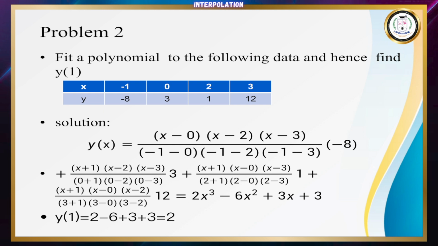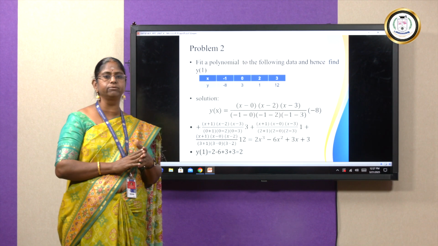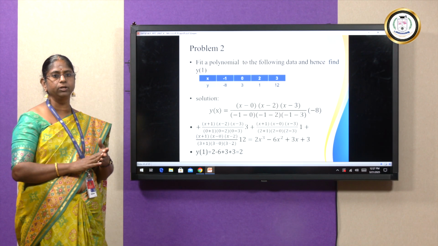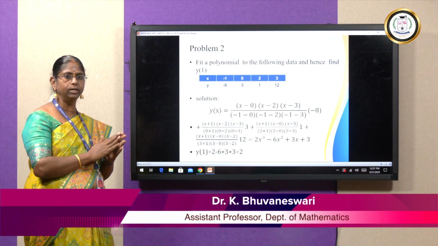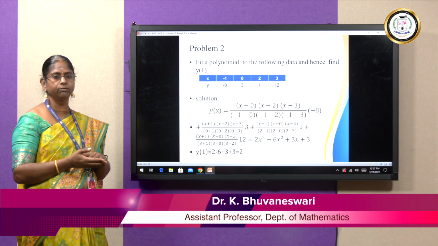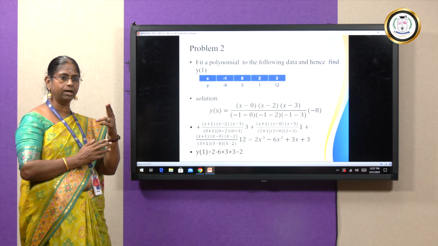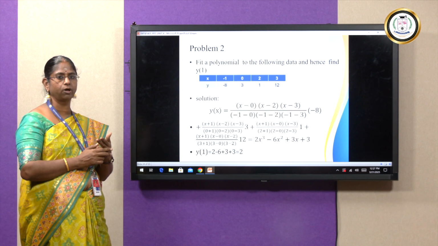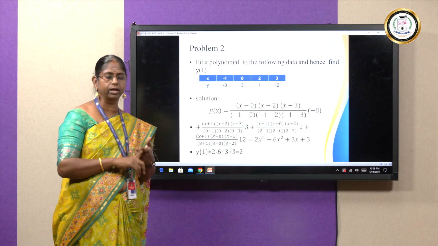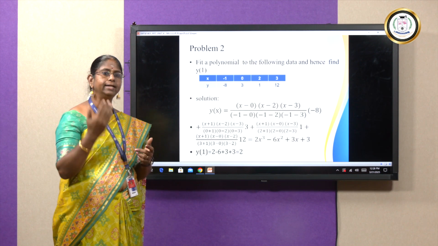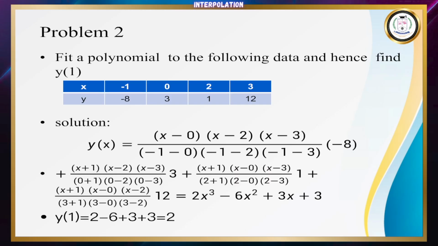So in this video lecture, we have seen what interpolation is. In interpolation, there are two types: one for equal interval and one for unequal interval. For equal interval, we have studied two types of formulas, that is the forward interpolation formula and the backward interpolation formula. For unequal interval, we have studied Lagrange's interpolation formula.